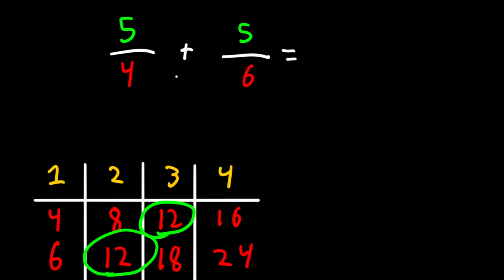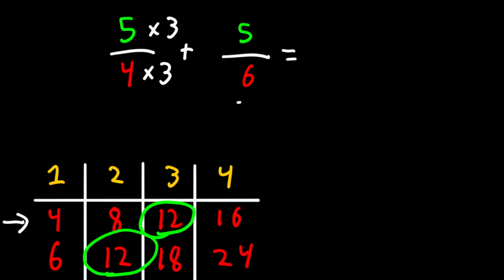What should we multiply 4 by to make it 12? If we look at the chart for the row with the number 4, notice how 12 is correlated with the number 3. So that means we're going to multiply this by 3.